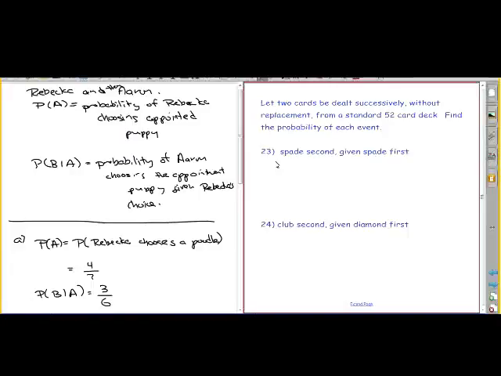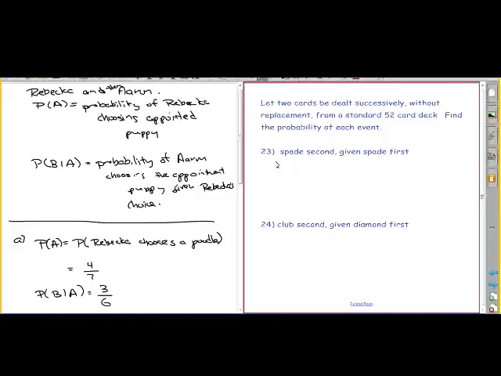You could also do it with cards. I wanted to see if there's a card problem here. Yep. So a card problem says, let 2 cards be dealt successively without replacement from a standard 52 card deck. Find the probabilities of each event. So what's the probability of getting a spade first, and what's the probability of getting a spade second, given that you got a spade first?